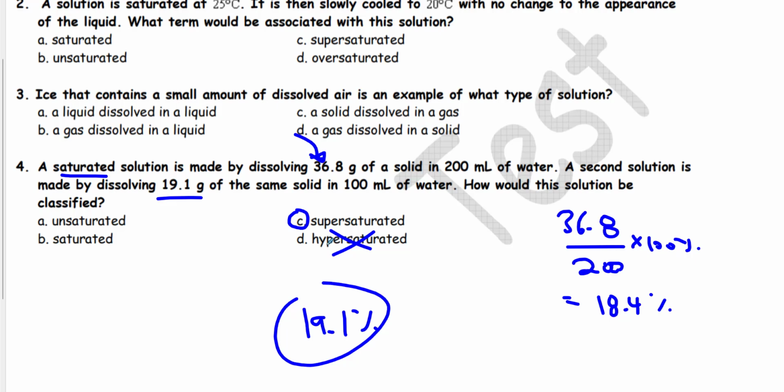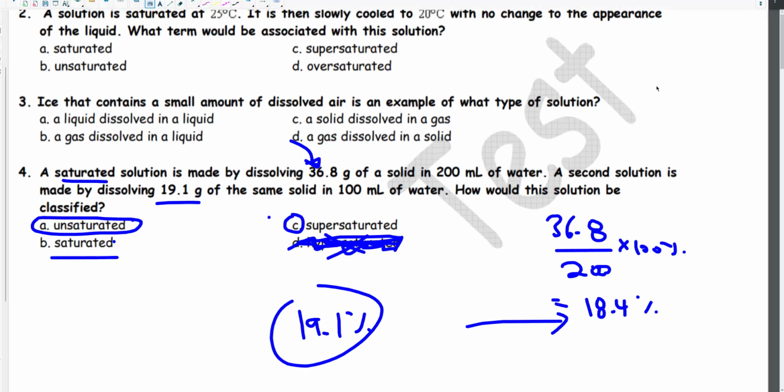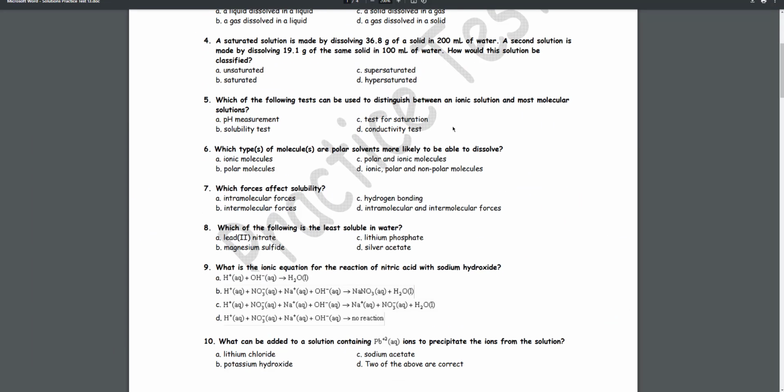That's just a throw off. So the only three things are unsaturated, saturated, or supersaturated. Now, had this number been less than 18.4, then it would have been unsaturated. Does that make sense? And had it been the same, then it would have been saturated. So okay, ready to move on. So that was four questions. Let's do the next four.